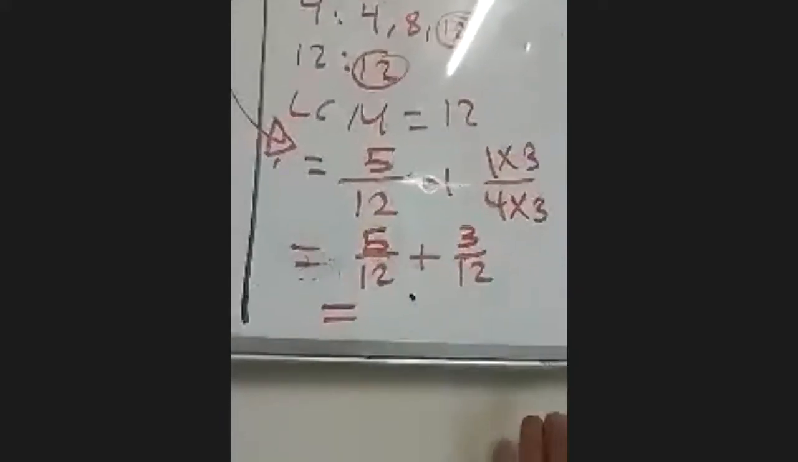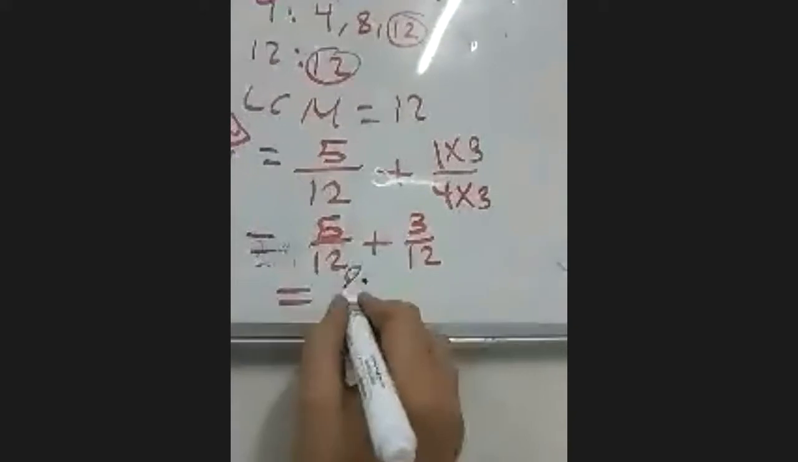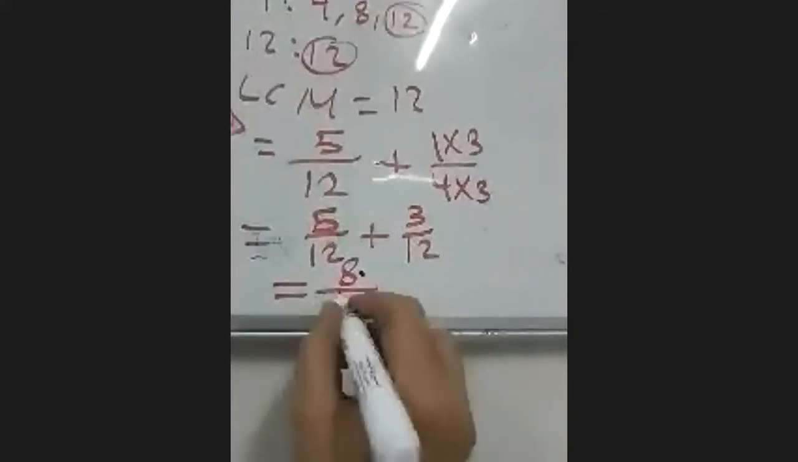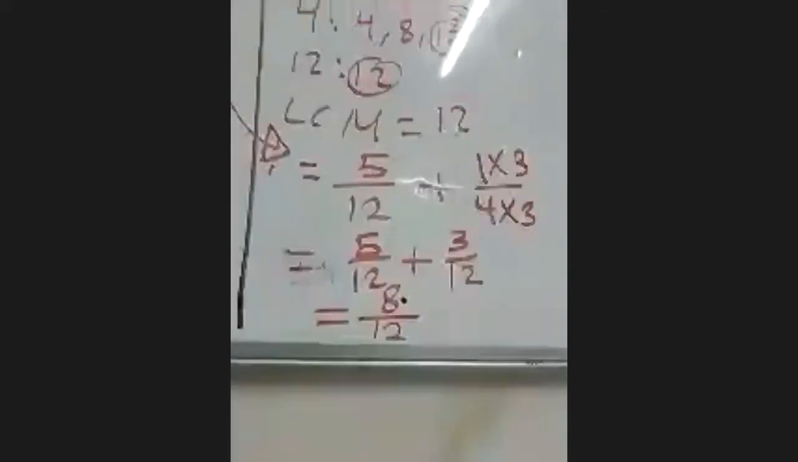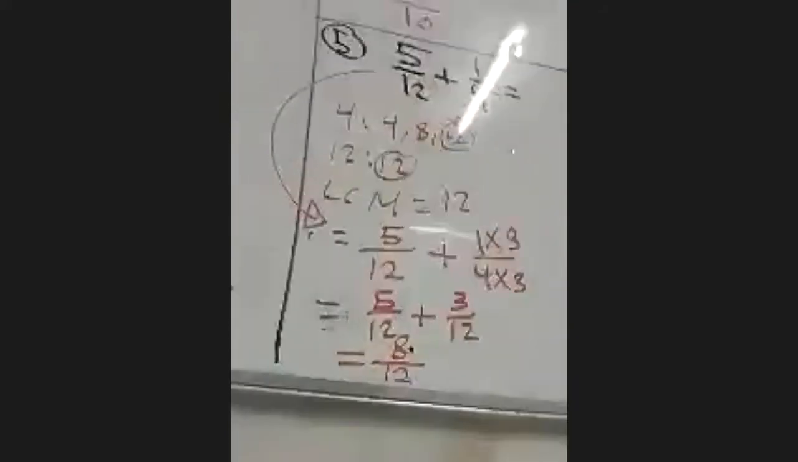No, 8 over 12. 8 over what, guys? 12. 8 over 12. Now, do I leave it or what do I need to do?